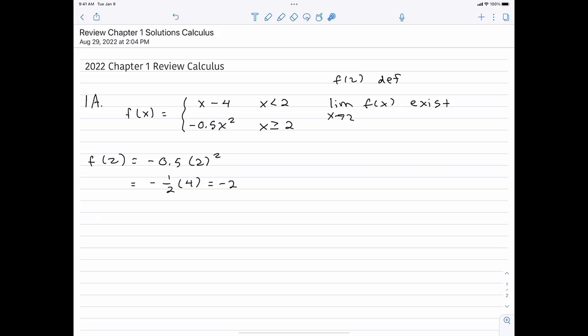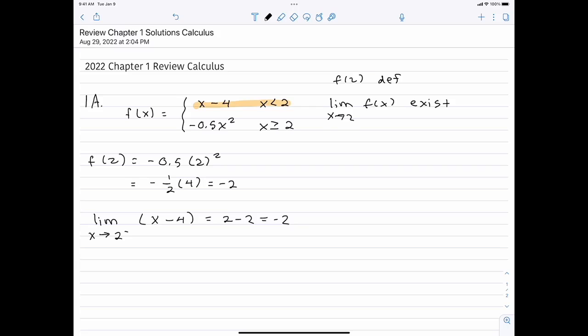So what is the limit as x approaches 2 from the left of the function? In this case, I think you would agree, I'm going to be using that top function in order to evaluate this. So let's see what we get. This is going to be equal to 2 minus 4, which equals negative 2.